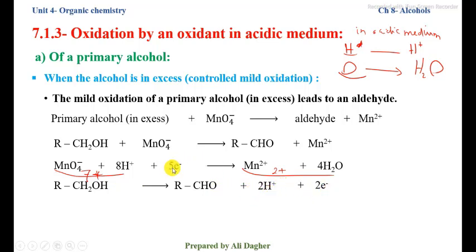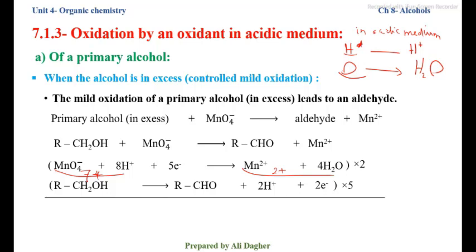Now we have 5 electrons gained in the reactant, and 2 electrons lost in the product. We should balance the number of electrons exchanged before adding the 2 half reactions. We multiply the first half reaction by 2 to have 10 electrons, and the second half reaction by 5 to have 10 electrons. The 10 electrons in the reactant and 10 electrons in the product cancel.